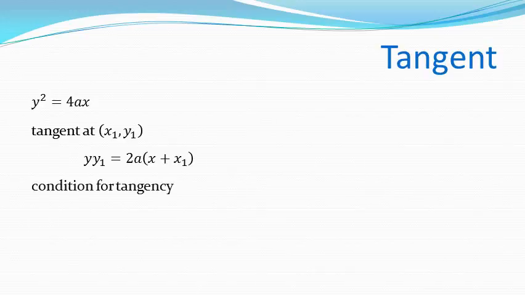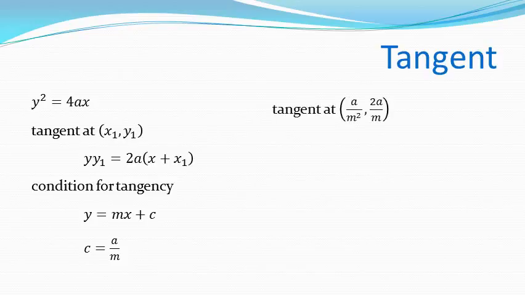Now there is also a condition for tangency. So if we have a line y equals mx plus c, then this line would be a tangent to the standard parabola under this condition. So c should be equal to a by m. And this line is a tangent at the point a by m squared, 2a by m.